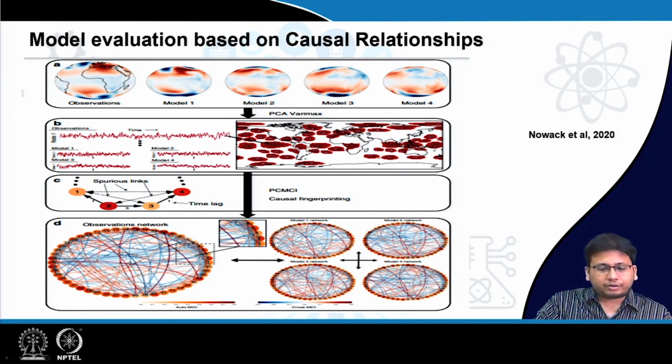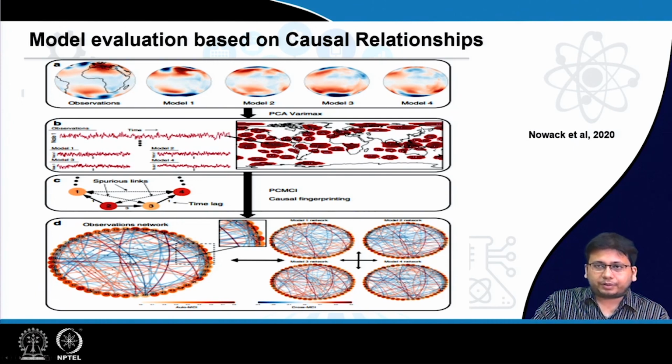First of all, they use a PCA algorithm to reduce the dimensionality, and then they use the PCMCI algorithm to build the network. These patches which you are seeing are each numbered. Each of these patches is some kind of index, and we can understand these as variables, and for each of these variables we have a time series.